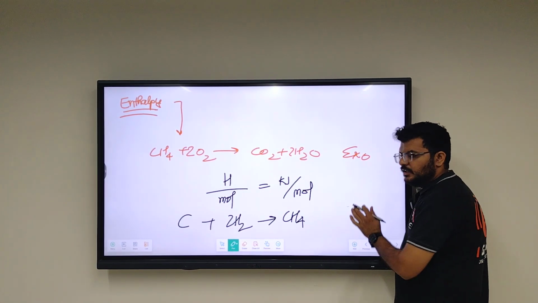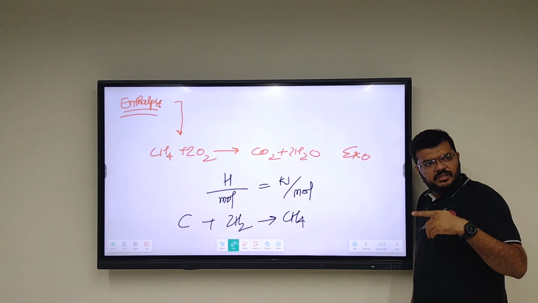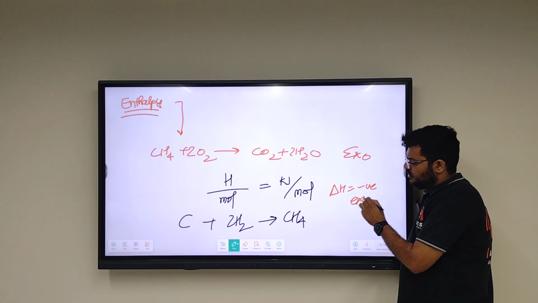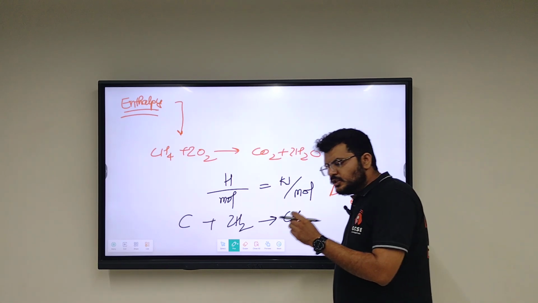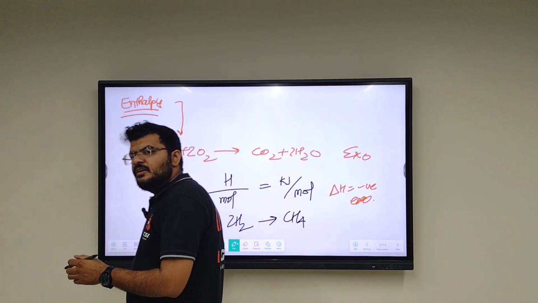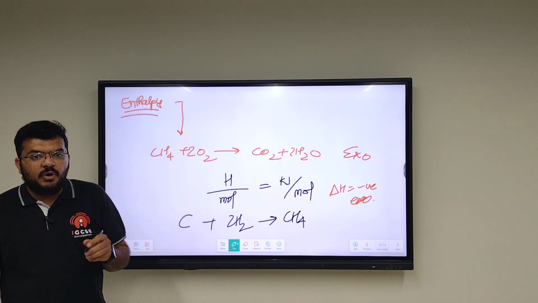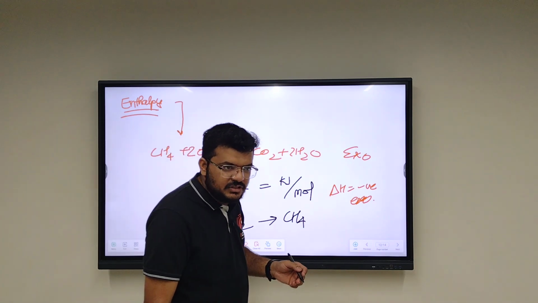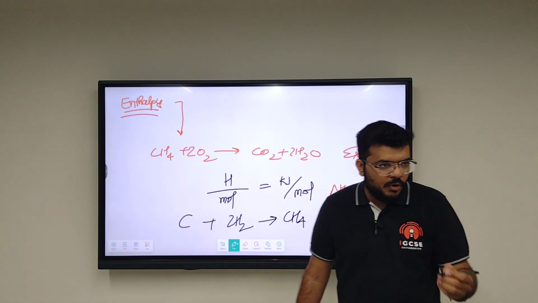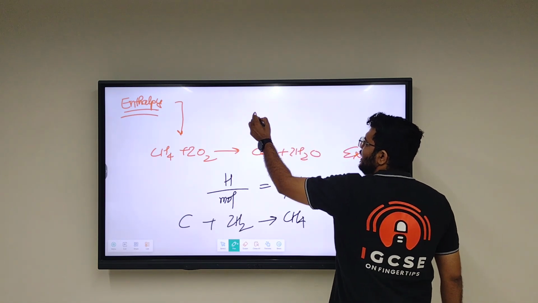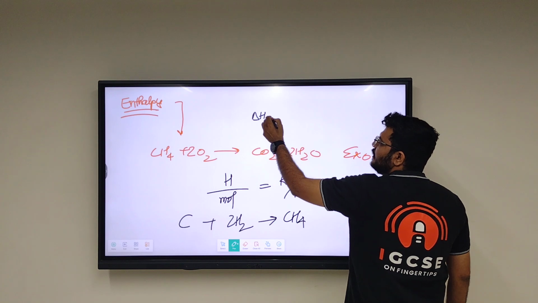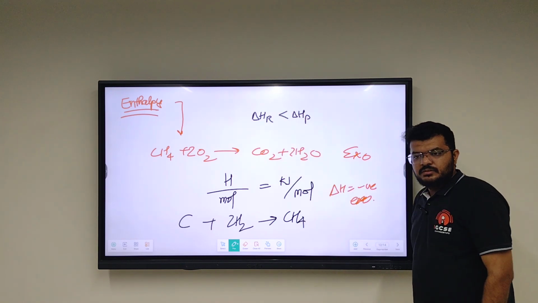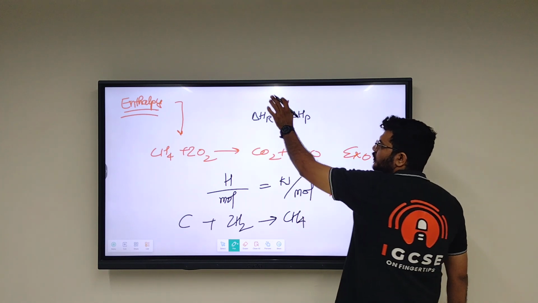Let's look at it logically. What should be the sign of delta H when it is exothermic? Negative. What does exothermic mean? It means that the energy released when bonds are made is greater than the energy required to break bonds. So can I say delta H of reactants is less than delta H of products? Yes. So what would it mean for product minus reactant to be?